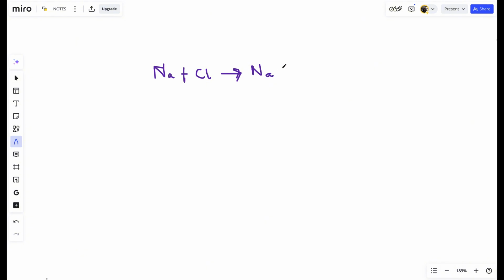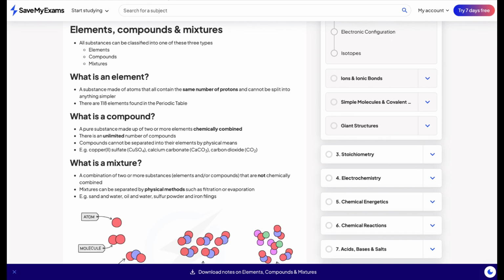Now we bond together chemically. Chlorine and sodium, we join together chemically, not physically. So for that reason, a compound is a substance that is chemically combined, involving two or more elements, could be more than two, joining together chemically to form a compound. Now we say there is an unlimited number of compounds because so many different atoms of elements can combine chemically to form different types of compounds.